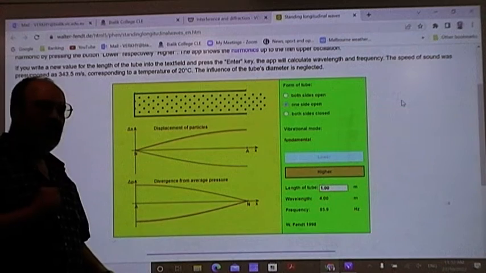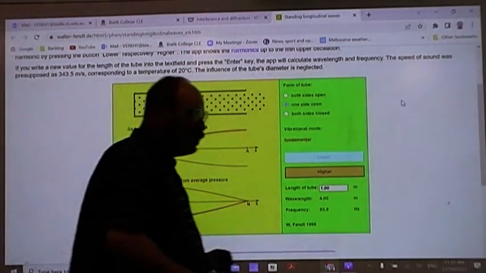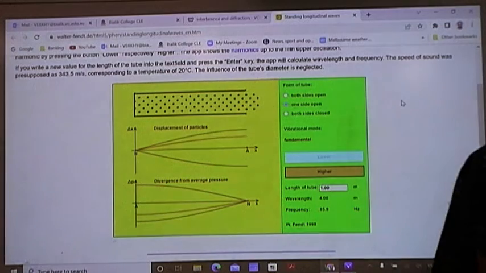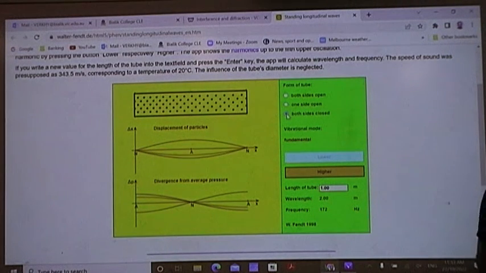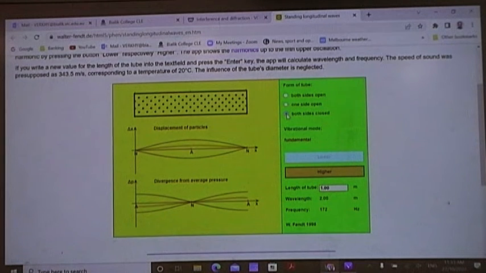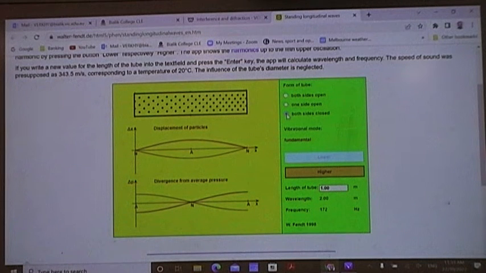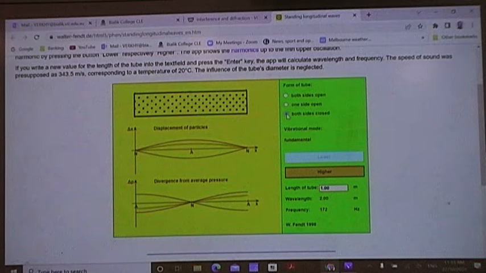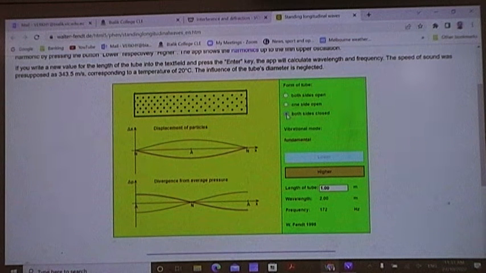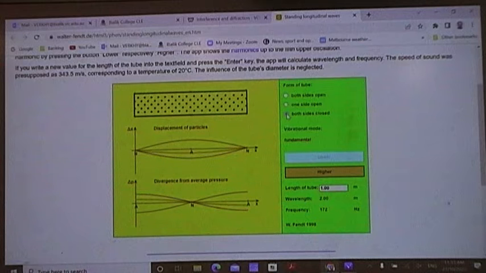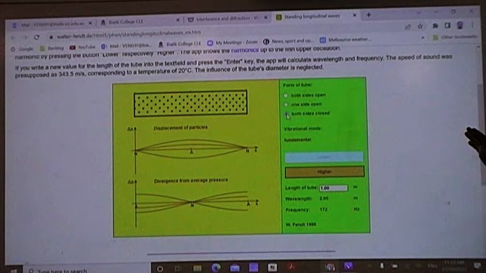What if both ends are closed? We're not looking into this situation. It's not part of the curriculum, but it is the opposite of what it was with the pipe open at both ends.